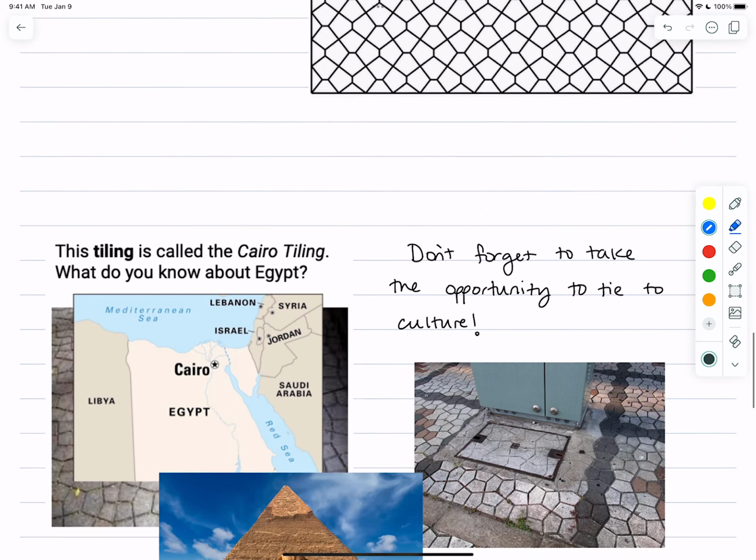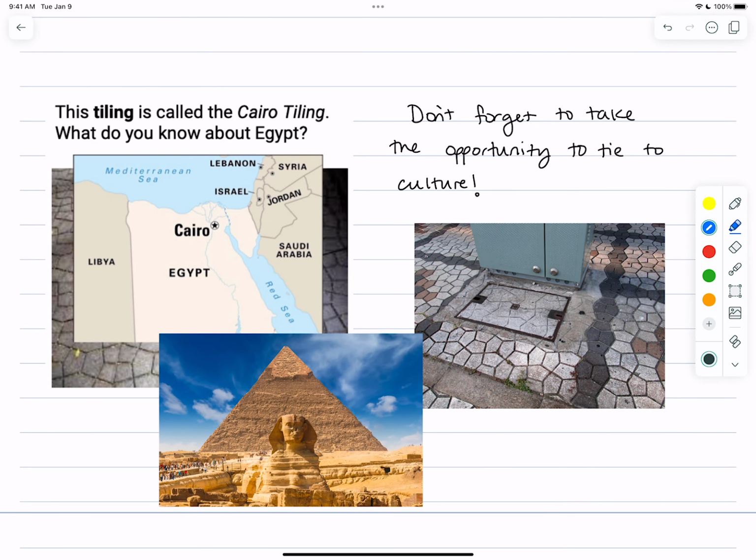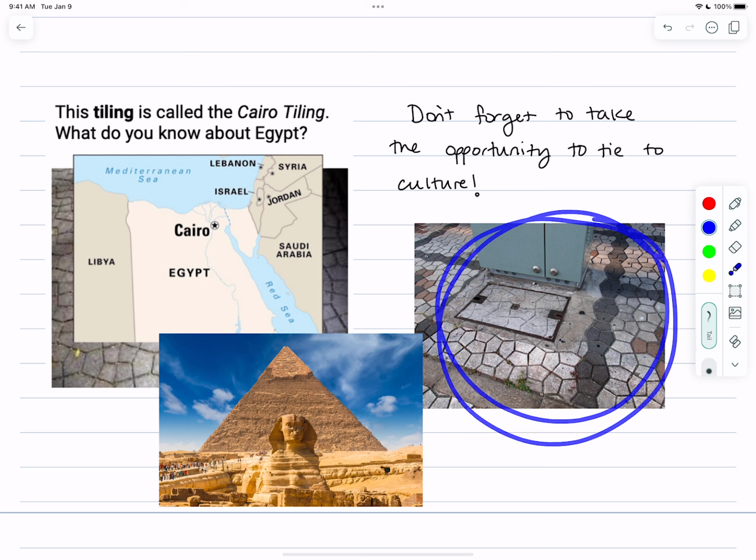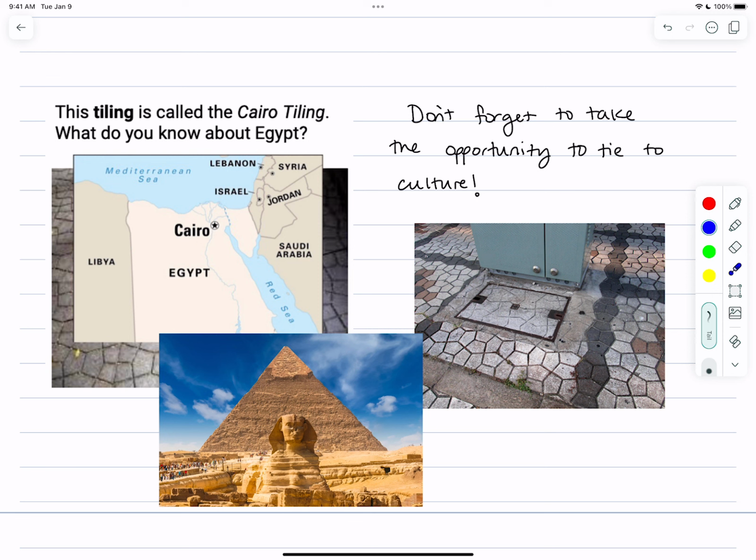And then, as I mentioned earlier, don't forget to take the opportunity to tie this into culture. Kids love Egypt. They love talking about, like, what's their favorite Egyptian god, for example. And you can tie it in and talk about Egypt and such. But of course, this tiling doesn't just appear in Egypt. Here in this picture is an example of this Cairo tiling. This picture was taken in Japan, actually. So above all, don't forget to model playing around with this whole thing and having fun.